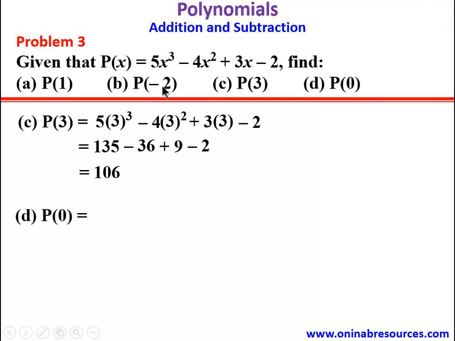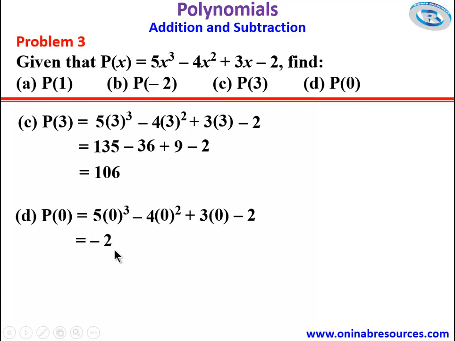And the last one, which is P of 0. So that's going to give us 5 into 0 cubed minus 4 into 0 squared plus 3 into 0 minus 2. All this will give us 0, and our final answer is negative 2. That's the end of solution to problem 3.